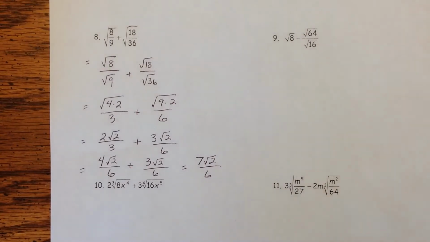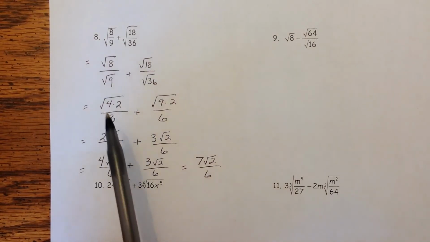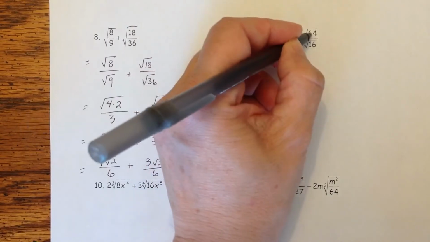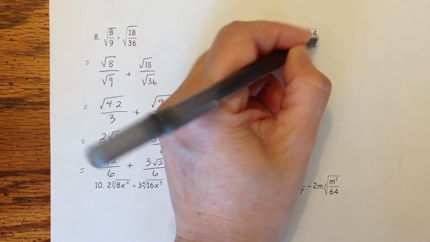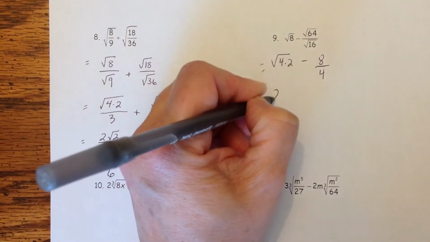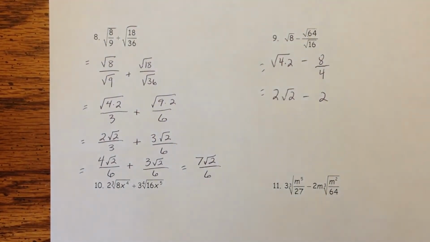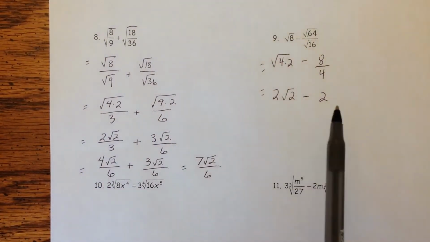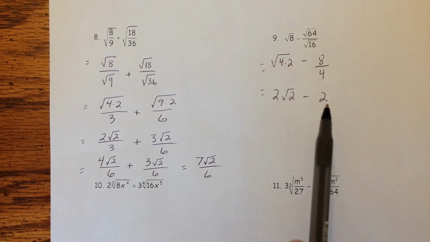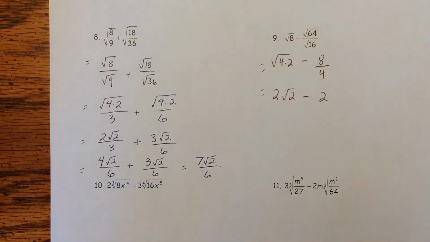To do 9, square root of 8 is just like this square root of 8. It's the square root of 4 times 2 minus, this is already a perfect square. All right, so that's 8 over 4. So this becomes 2 square roots of 2 minus 8 over 4 is 2. Now I can't go any further, and I cannot do any subtraction because this term does not have a square root of 2 with it. So these are not like terms. So I'm finished with problem 9.